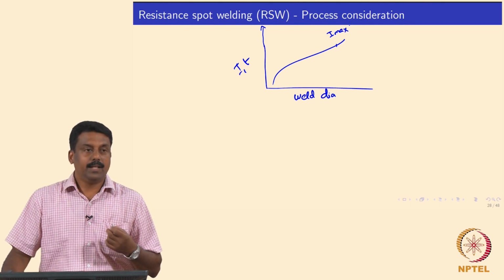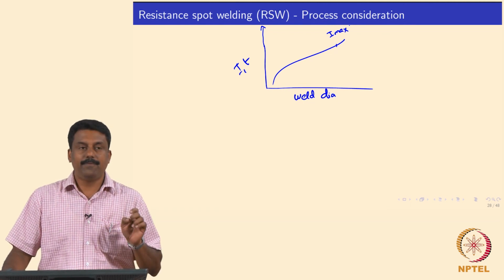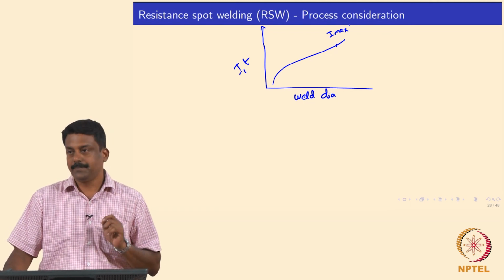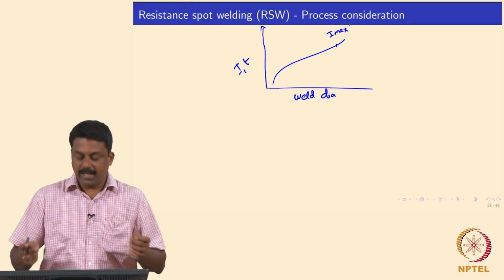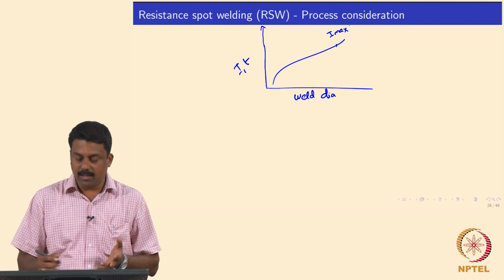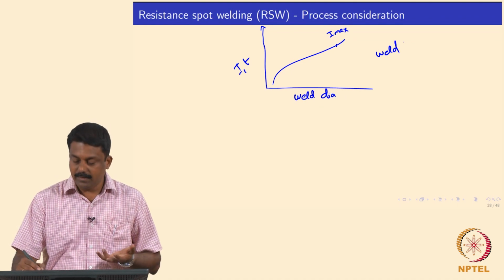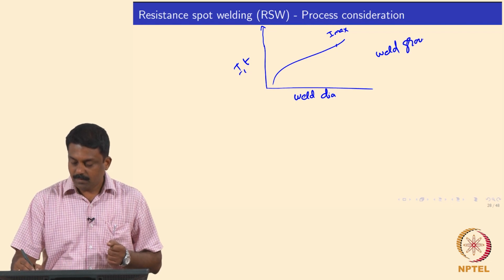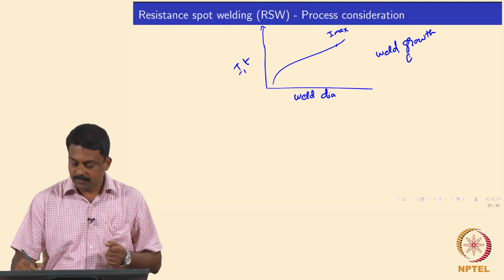guidelines for the automotive industry generally say that the weld nugget diameter should be 4 times the square root of thickness, okay? That is the ideal weld nugget diameter. So you can identify from the weld growth curves what is the critical current and time needed to achieve the required weld nugget diameter, right?